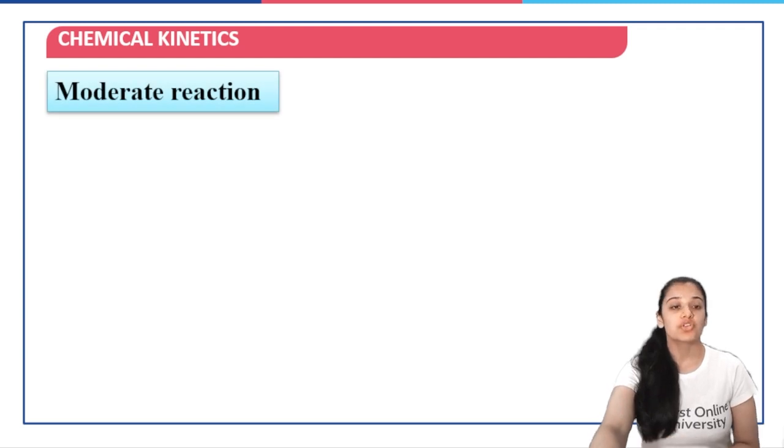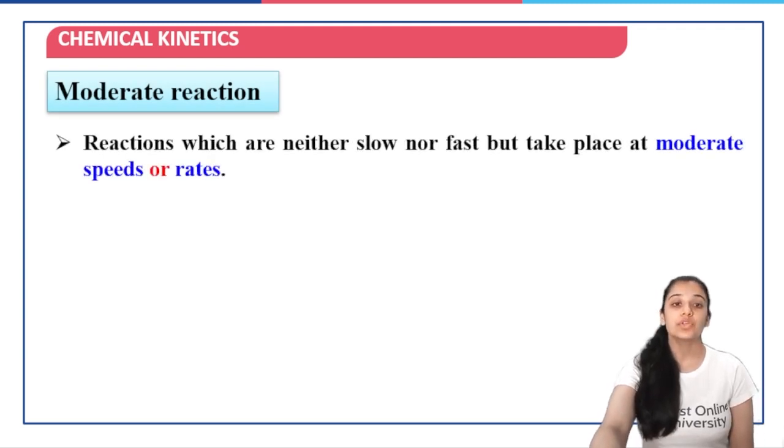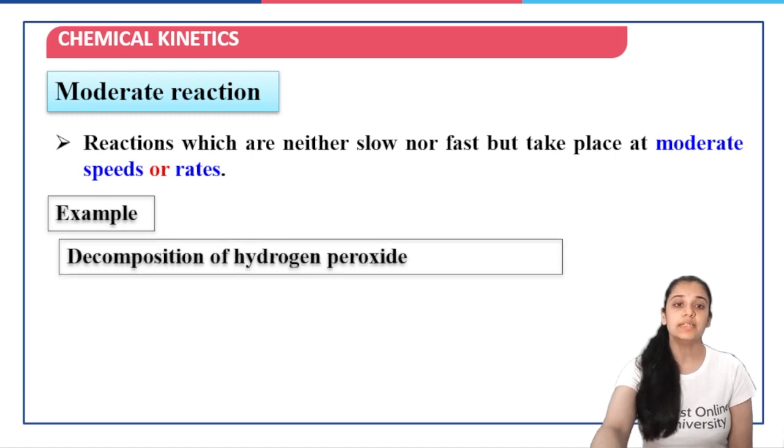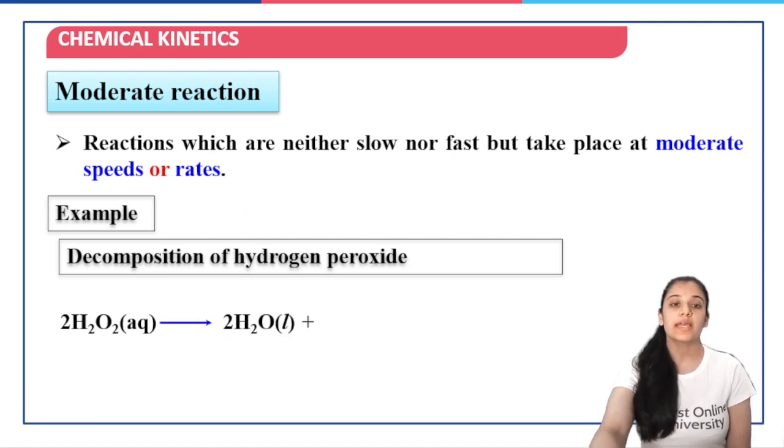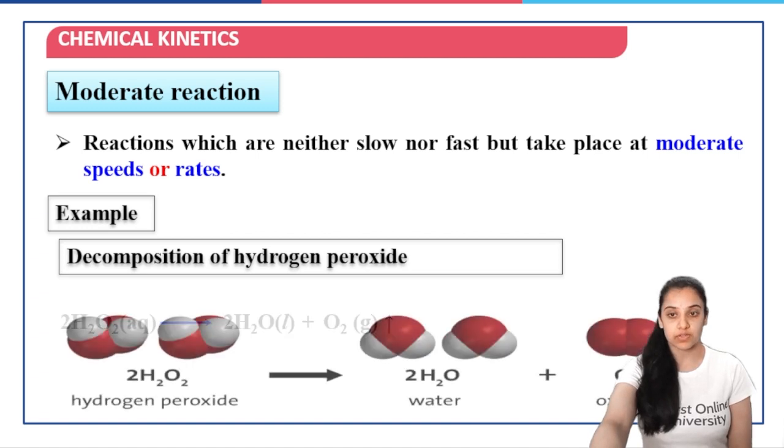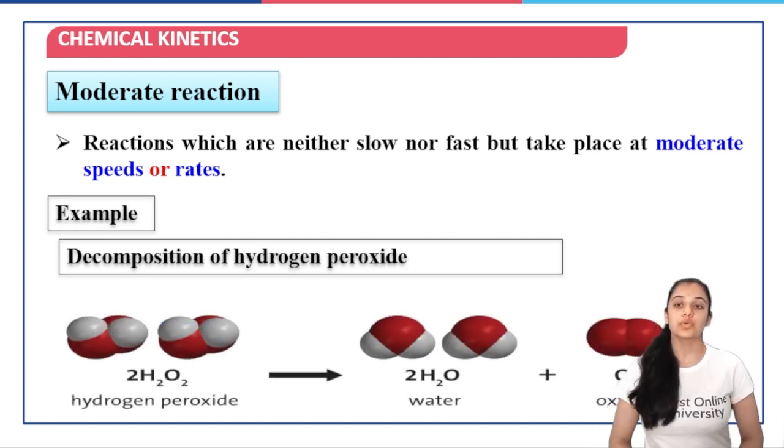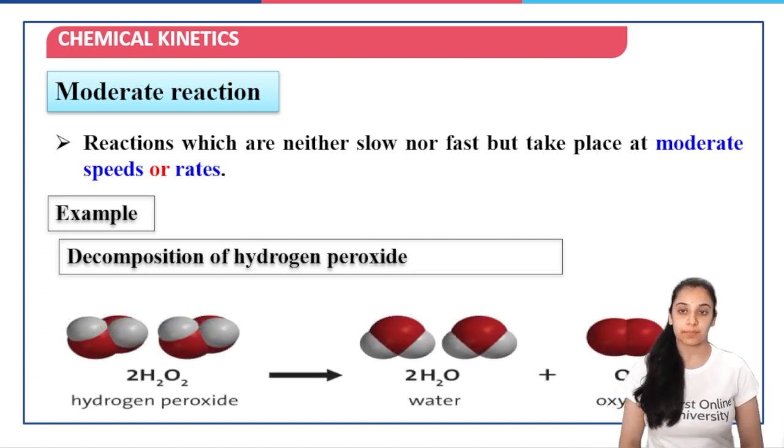Next is moderate reaction. Now, the reactions which are neither very fast nor slow, but take place at a moderate rate or speed. For example, decomposition of hydrogen peroxide, that is decomposition of H2O2. So H2O2 will get decomposed to give water, and oxygen is going to be liberated. This is how you can visualize the reaction taking place, that is H2O2 decomposes to give water and O2.